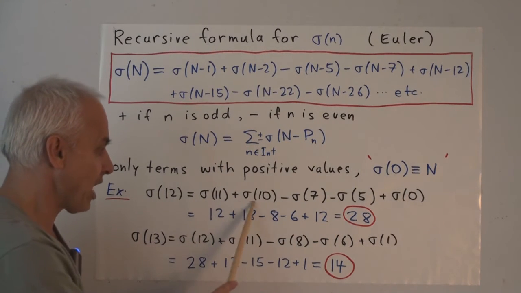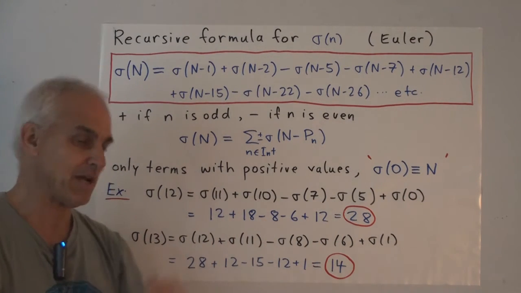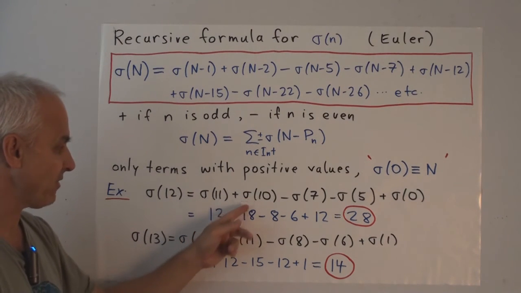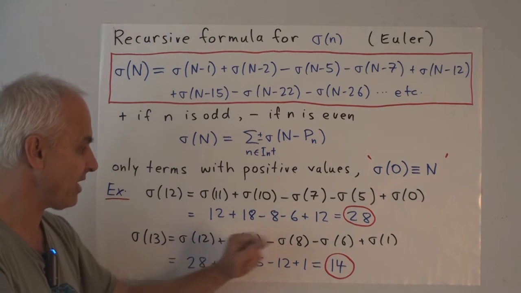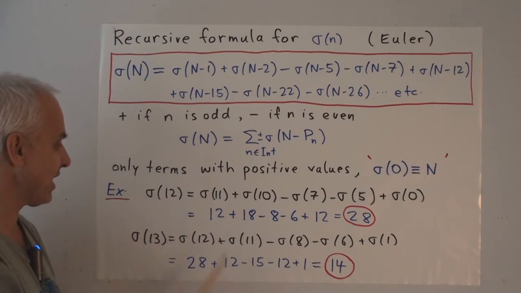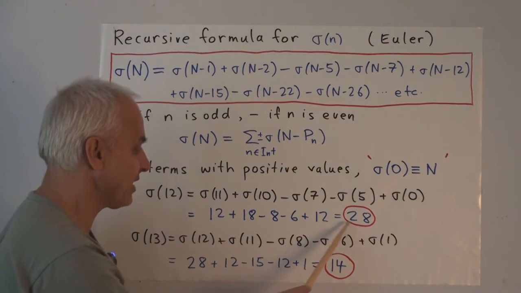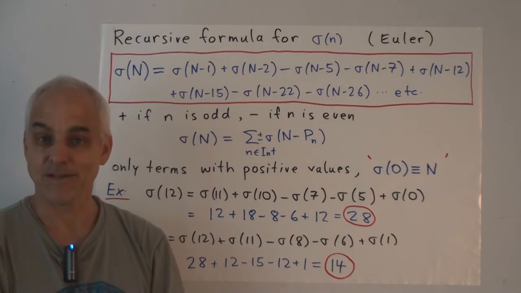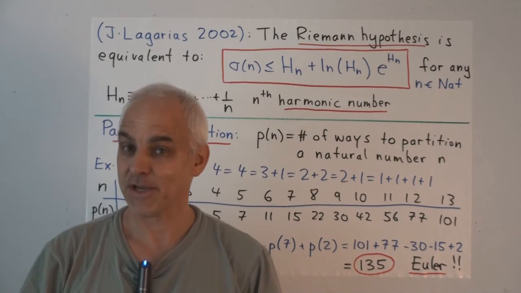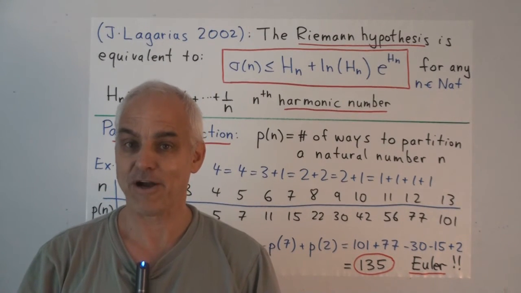And these ones here we can look up in the table if we have all the values up to 11. Sigma of 11 is 12, sigma of 10 is 18, sigma of 7 is 8, sigma of 5 is 6. And so the formula says that sigma of 12 is the sum of these things, which is 28, and that is indeed correct. This sigma function is in fact a very interesting and important number theoretical function.